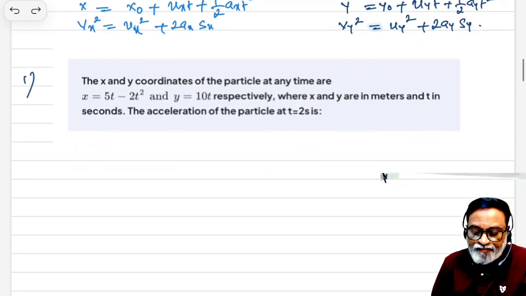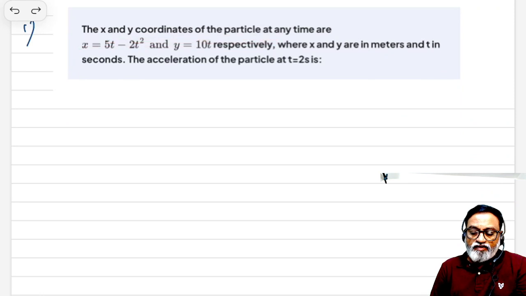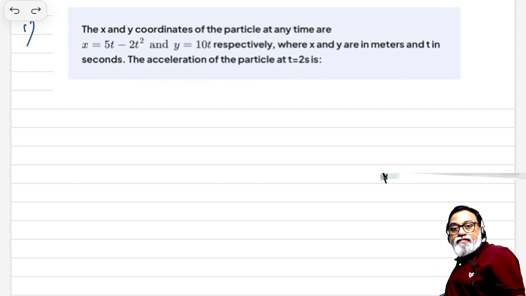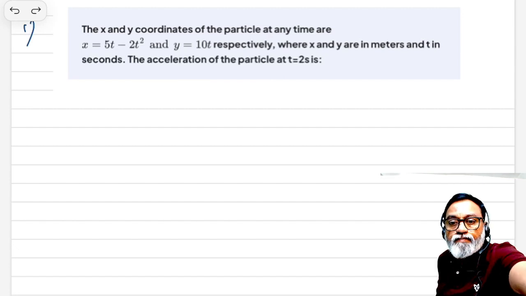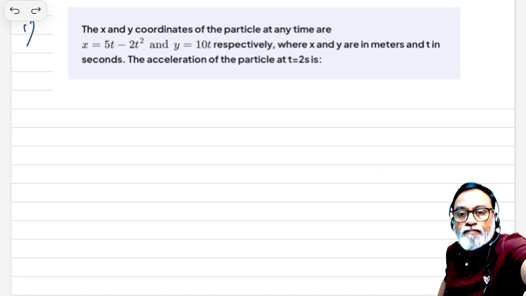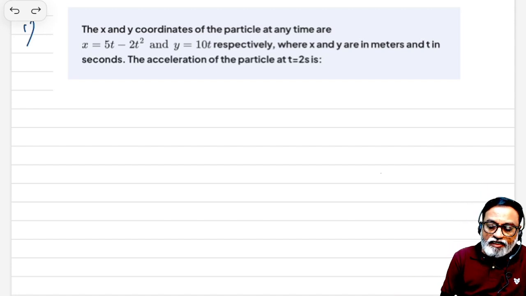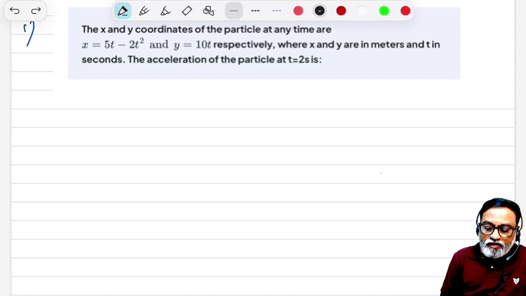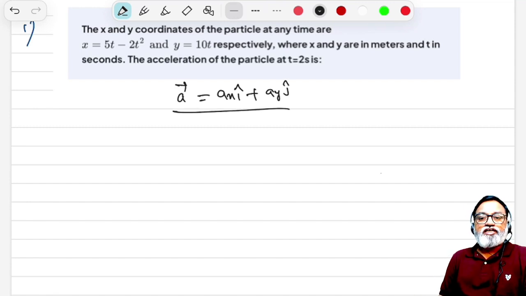See, this is a problem. The x and y coordinates of a particle at any time are x is equal to 5t minus 2t square, y is equal to 10t, where x and y are in meters and t in seconds. Find the acceleration of the particle after 2 seconds. So here, acceleration of the particle at 2 seconds means, see here, acceleration a bar is equal to ax i cap plus ay j cap. This is the acceleration in vector form.